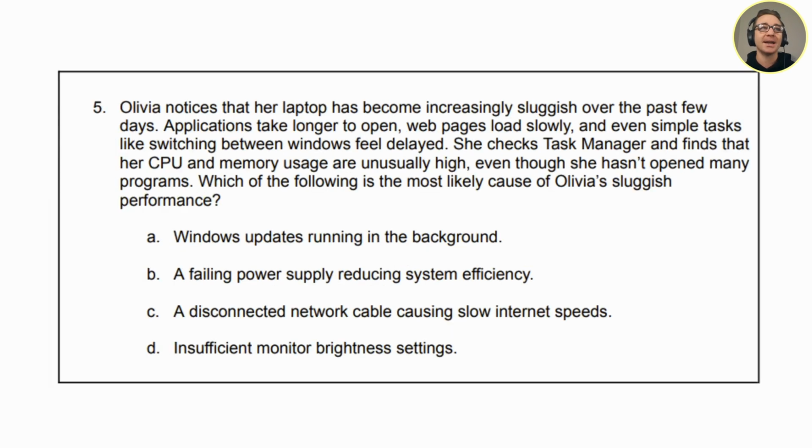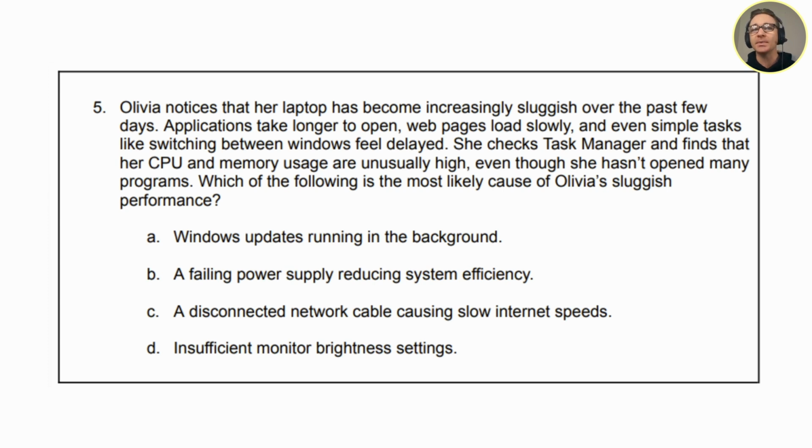Okay, next question reads, Olivia notices that her laptop has become increasingly sluggish over the past few days. Applications take longer to open, web pages load slowly, and even simple tasks like switching between windows feel delayed. She checks Task Manager and finds that her CPU and memory usage are unusually high, even though she hasn't opened many programs. Which of the following is the most likely cause of Olivia's sluggish performance?